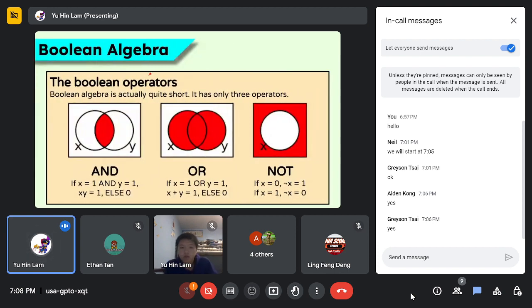Okay, let's go into the actual Boolean algebra part. Just like in math, we have operators and Booleans. It's actually quite short, and there's only three main operators: our AND operator, our OR operator, and our NOT operator. Has everyone seen a graph that looks like this, something called a Venn diagram?